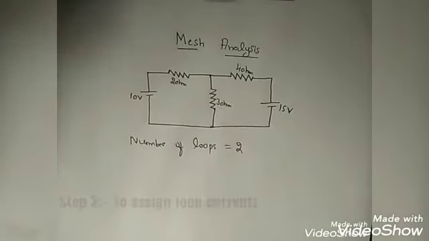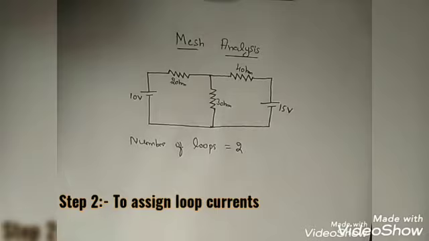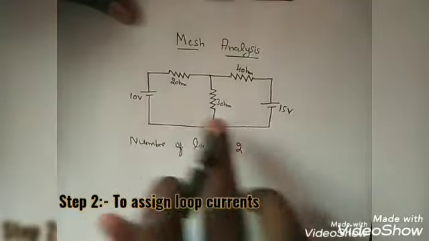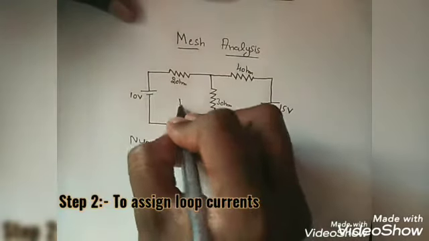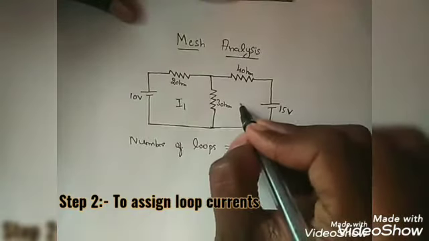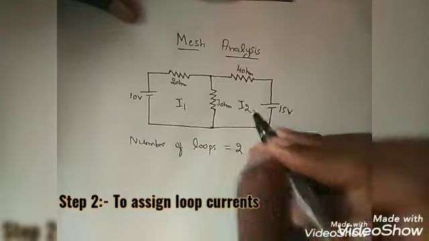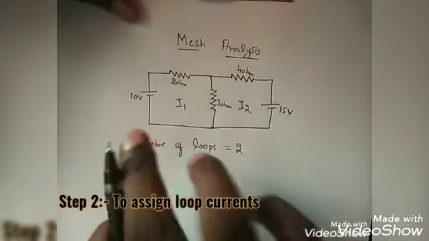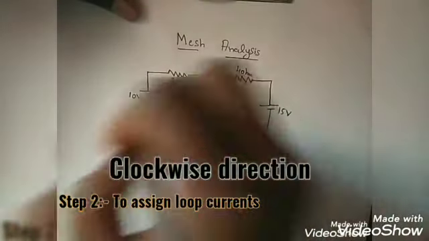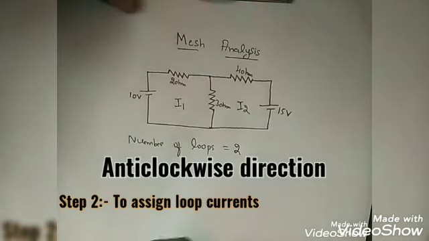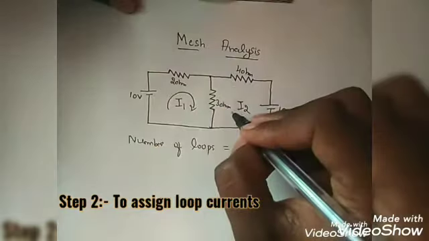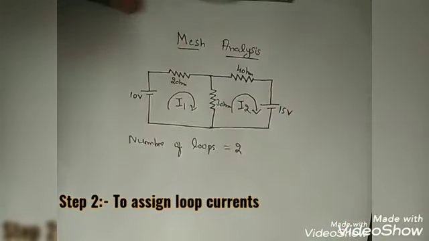Now the second step is assigning the loop currents. Here we have 2 loops. For these 2 loops we have to assign the loop currents. Here we are using current I1 for this loop, and for the other we are assigning current I2. The direction of flow of current can be taken clockwise or anti-clockwise, but for our convenience we are taking it in the clockwise direction. This is the direction of current.